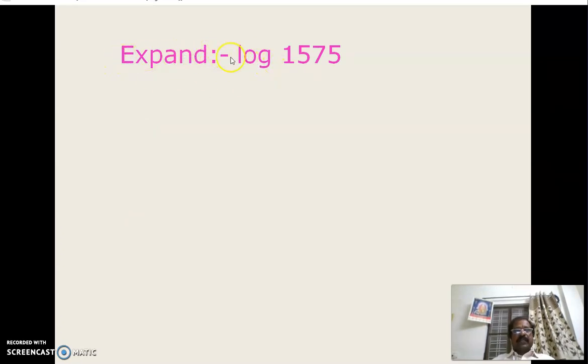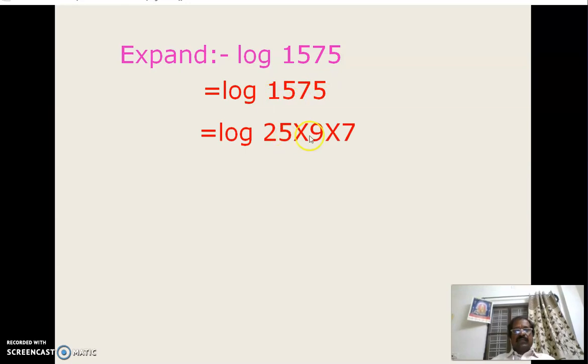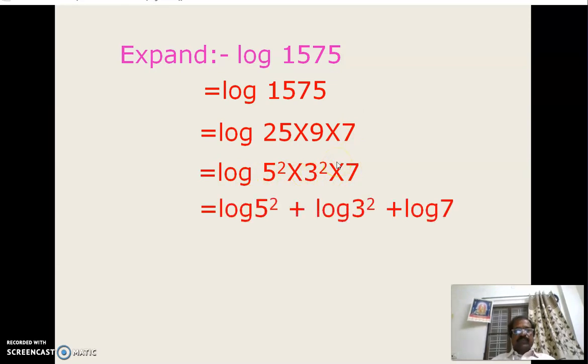First one is expand log 1575. Log 1575, this is factorized. 1575 is factorized as 25 into 9 into 7. Log 25, 5 square, 5 into 5, and 9, 3 square, 3 into 3, into 7. Apply the first property of the logarithm: log 5 square plus log 3 square plus log 7.